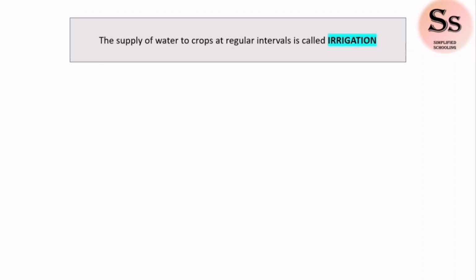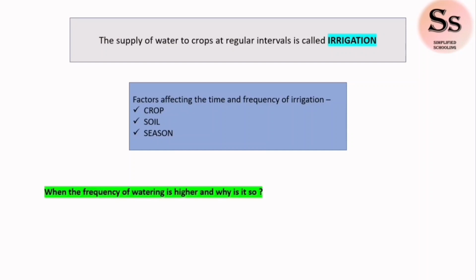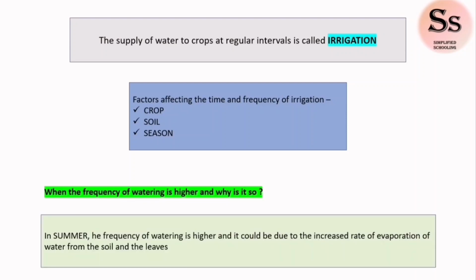The factors affecting the time and frequency of irrigation are crop, soil, and season. The time and frequency of irrigation vary from crop to crop, soil to soil, and season to season. Do you know when the frequency of watering is high and why? In the summer season, the frequency of watering is higher, due to the increased rate of evaporation of water from the soil and the surface of the leaves.